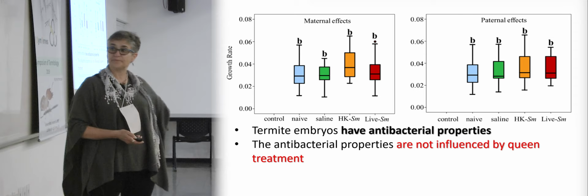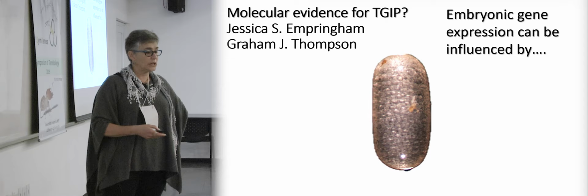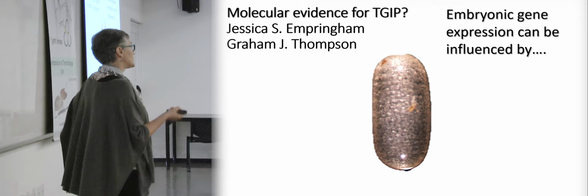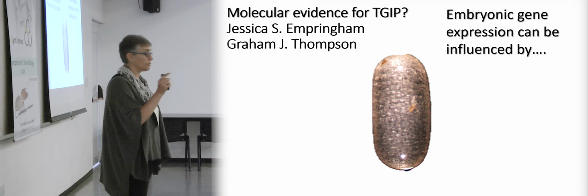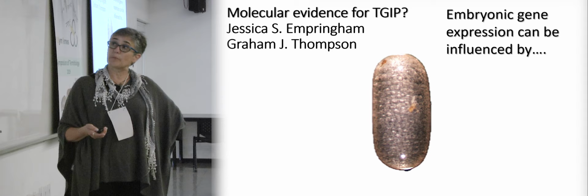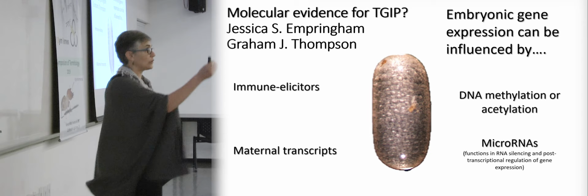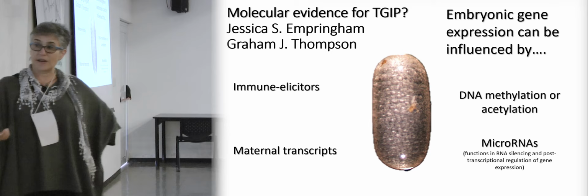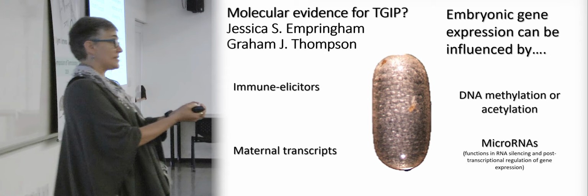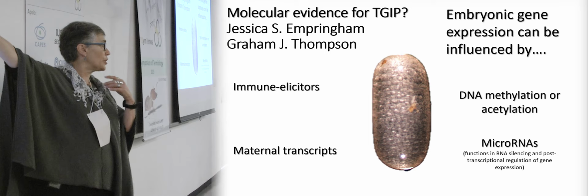And so while we were working on all of these, we were also preparing eggs to send to Graham Thompson, our collaborator in Canada, because he's a molecular guy, and we know nothing about molecular techniques. So what we thought is that perhaps the embryonic gene expression could be influenced by immune elicitors. Remember that the vitellogenin is pushed in with perhaps immune elicitors, maternal transcripts here. The mother produces the transcripts, and then she shoves those transcripts into the egg. Perhaps the mother is methylating the DNA of that progeny somehow, or by microRNAs.